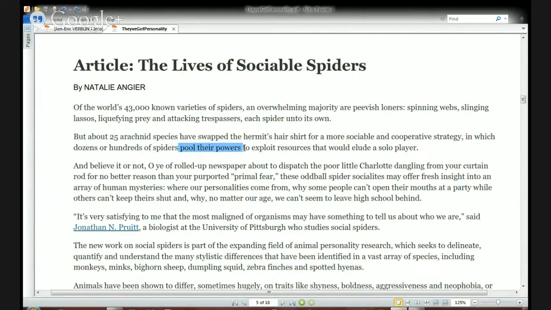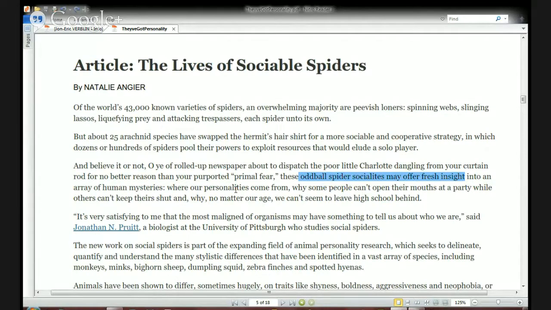They share a ride. So they all save money. They all save gasoline because they're sharing resources. They rotate the car, so if you've got 4 people, 4 different cars in 4 different weeks are being used, and everyone can save money that way. They share a car. So here, the spiders are pooling their powers together. So this is not what we would normally think of. Instead of them being loners, in fact, there are these social spiders. There's 25 species. So that's a lot of spiders, actually. And then finally, Osama was reading this in the 3rd paragraph that these oddball socialites may offer fresh insights into an array of human mysteries where our personalities come from.